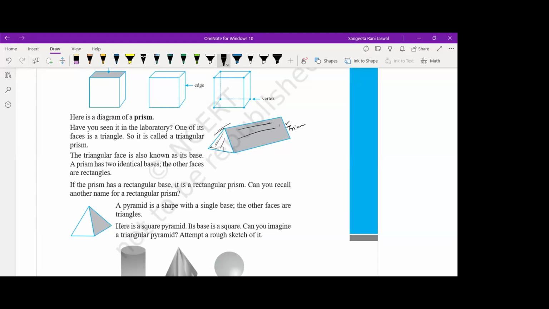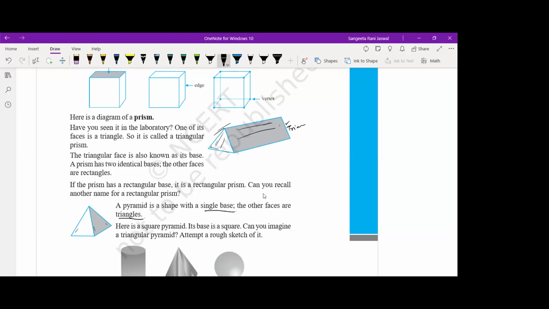Okay, and for a pyramid, what can you say? A pyramid is a shape with a single base. Pyramid has a single base. The other faces are triangles. So if you see, these are all mounted upwards like this. So the sides are all triangular and the base is some quadrilateral. Either it can be a square base or a rectangle base. They are all mounted upwards. The faces are triangles.